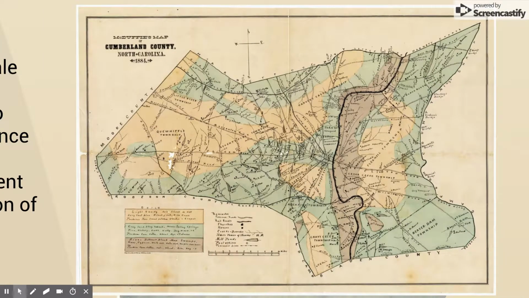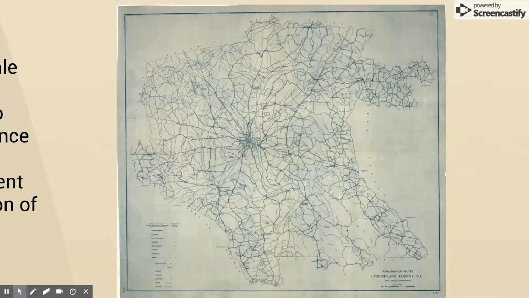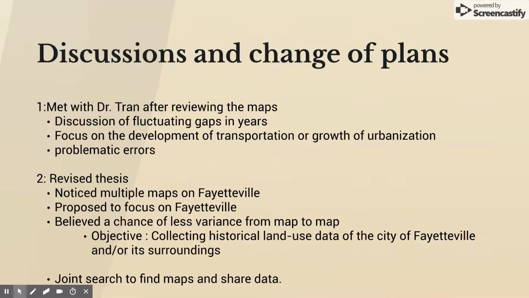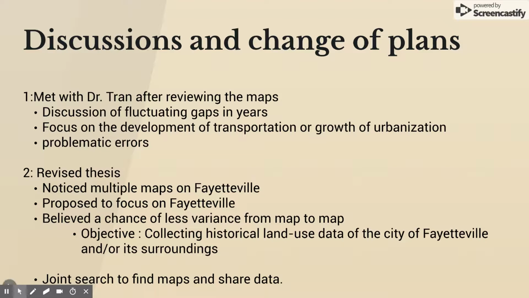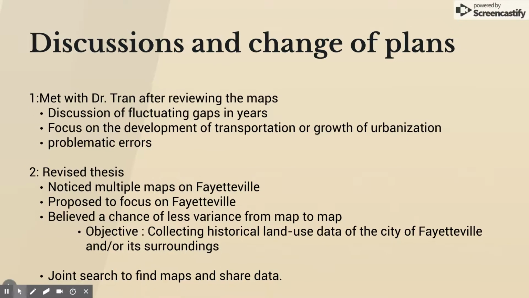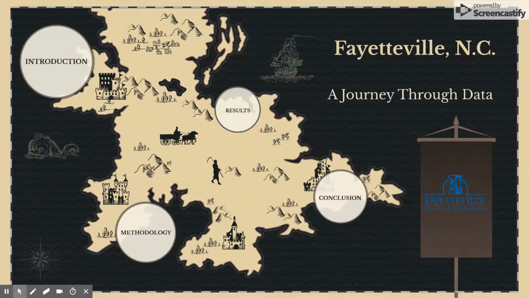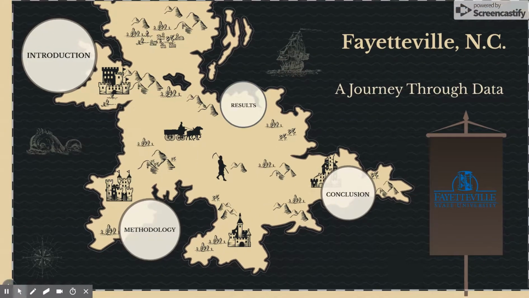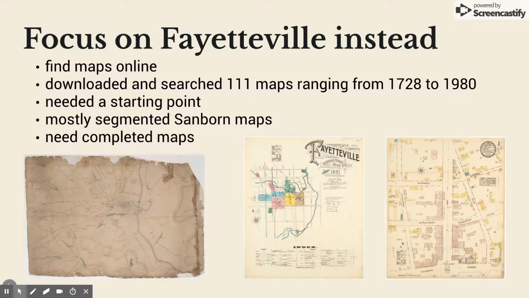So I found out that there were a lot of Fayetteville maps that we could use, and we went ahead and changed the thesis of it. We wanted to focus on Fayetteville instead by collecting the historical land use data for that. So I went back onto the internet and found a couple of maps. Actually, a couple meaning 111 maps ranging from 1628 to 1980.